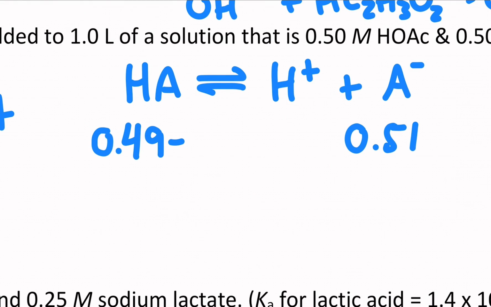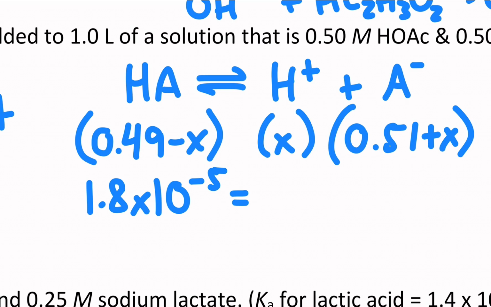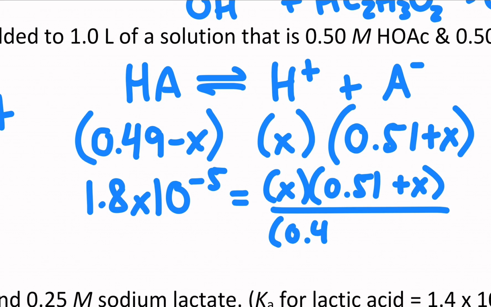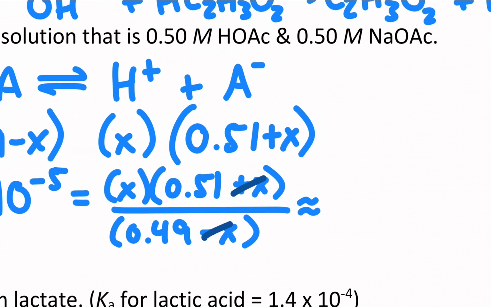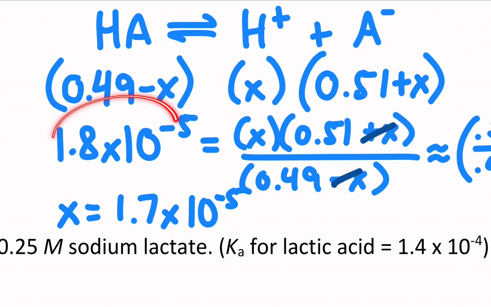Let's assume it still loses X. It gains X of the H plus, and it gains X more of the A minus. It's the same Ka value. Ka goes with the acid, so that didn't change. So 1.8 times 10 to the negative 5 is equal to X times 0.51 plus X all over 0.49 minus X. K is small, so the plus X and the minus X get to be negligible. So this simplifies not just to X, but the ratio of 0.51 over 0.49 times X. And I can solve for X. It's 1.7 times 10 to the minus 5, just a little bit smaller than that.